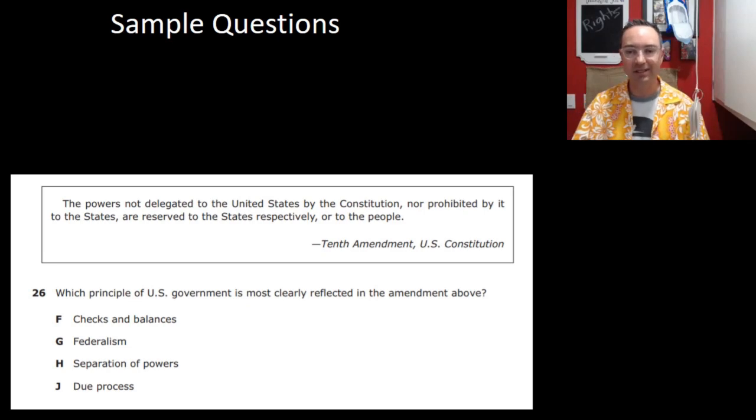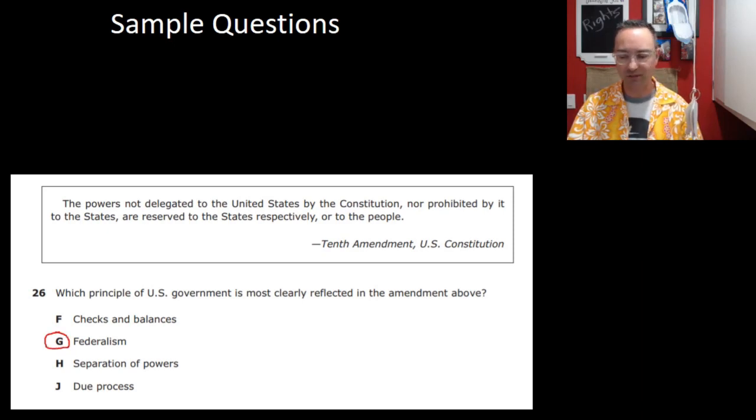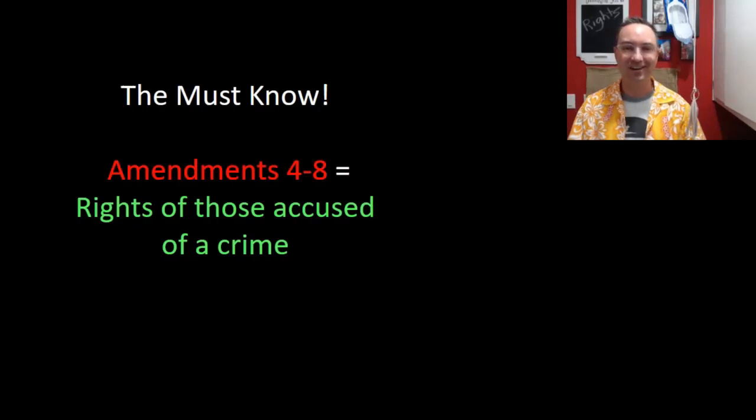All right, what about the 10th Amendment here? The powers not delegated to the United States by the Constitution or prohibited by it to the states are reserved to the states respectively or to the people. What principle of U.S. government is here? It's absolutely federalism. So whatever powers the federal government doesn't have, go to the states. All right, so here's the must know.